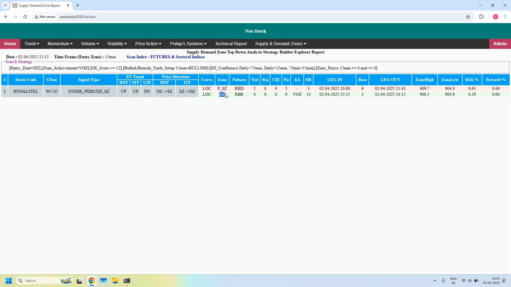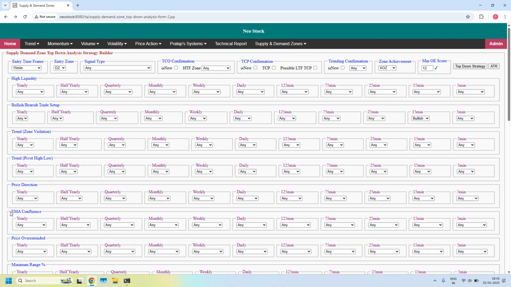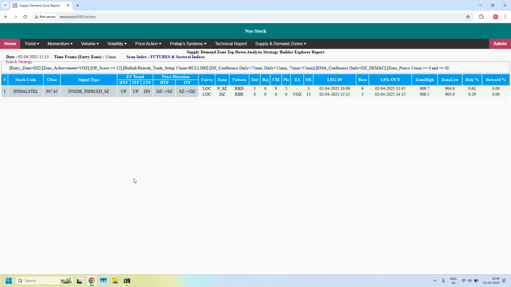This 15-minute demand zone overlapped with the 75-minute demand zone. Both together overlapped with the daily demand zone, and also the daily trend is up. So if the daily demand zone has daily EMA confluence, then this 15-minute demand zone might have a higher probability of success. Let us verify. In the EMA confluence at daily, I'm checking daily demand zone having daily EMA confluence. Anyway, the daily trend is uptrend. Let's filter. So we got this stock, and this probably has a higher probability of success.